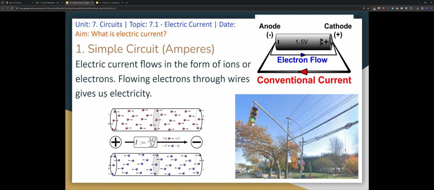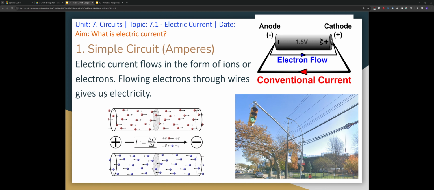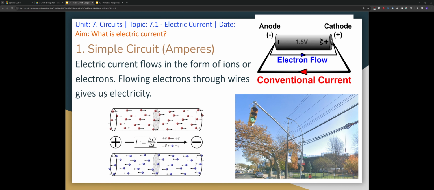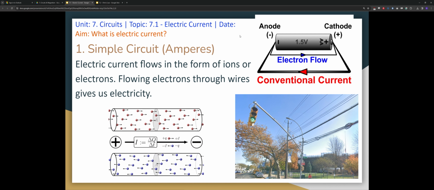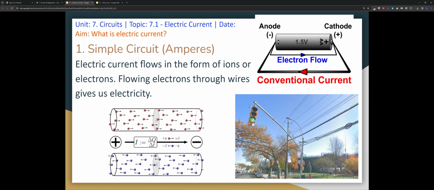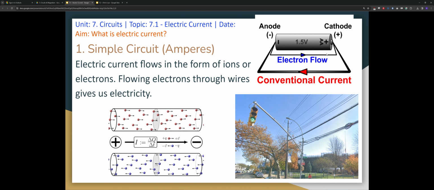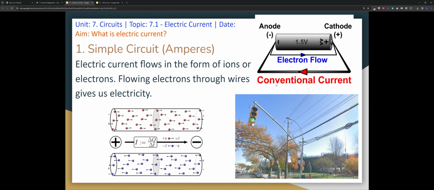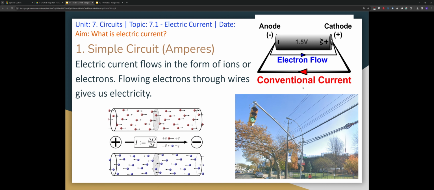And what is electricity? Electricity is the flow of electrons through wires. You can see that here. The electrons flow from the negative side of the battery to the positive side. But then on this top right hand image, what does it say here? Conventional current. Well, what is that?